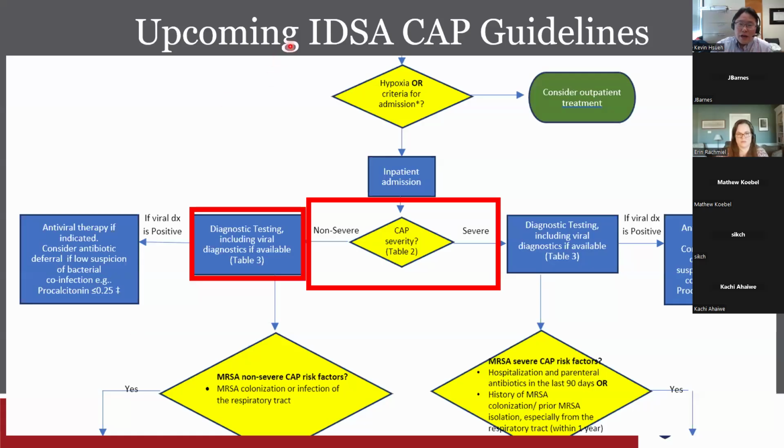So the new upcoming IDSA CAP guidelines, I'm just going to use as an example. These should be coming out relatively soon, within the next few months.